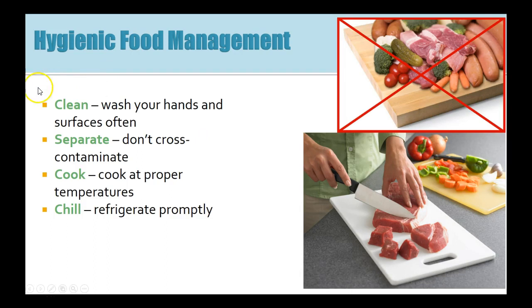So some other hygienic food management includes cleaning your surfaces, separating your food so you don't allow cross-contamination to occur, cooking foods at the appropriate temperatures, and chilling foods as well. So refrigerate promptly after cooking your food rather than leaving it out on the stove at a nice warm temperature. If there are any microorganisms in there, they will love that environment and start growing and multiplying.